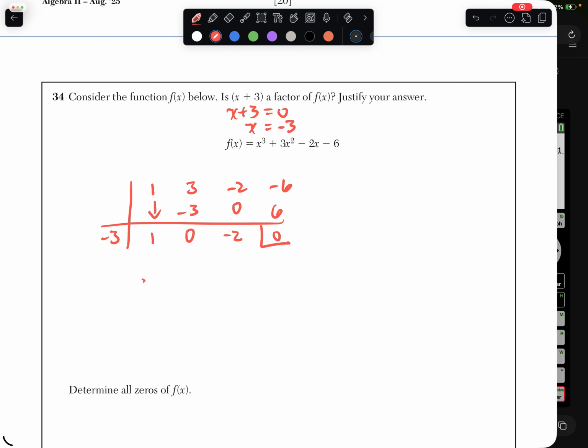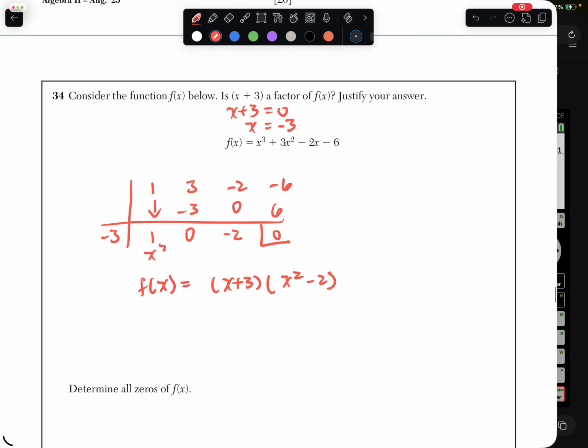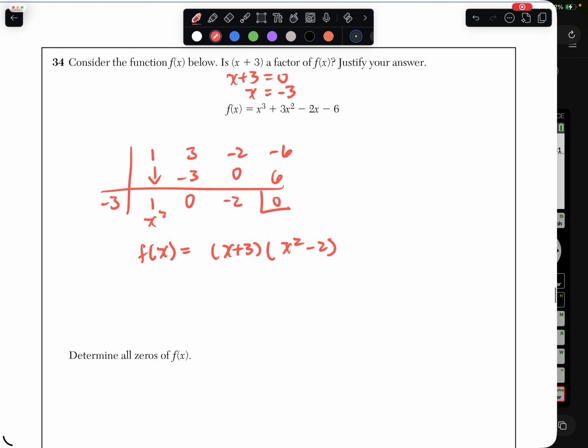So that means f of x can be written as x plus 3 times x squared minus 2, because this is my x squared. It's going to decrease by 1 power. So this is x to the power of 3. It's going to decrease to x squared. And then we have this. And then, yes, x plus 3 is a factor. We showed it by division, and there's a remainder of 0. So remainder of 0, that's another way that you can say it.